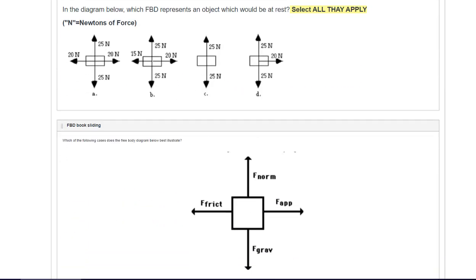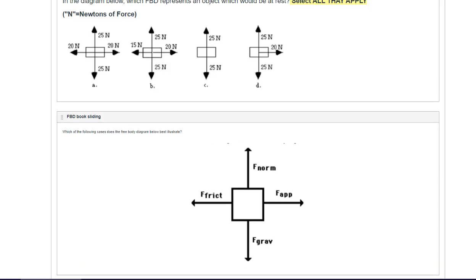Okay. In the diagram below, which free body diagram represents an object which would be at rest, meaning not moving? And the answer here would be A and C. So as I said in the previous one, in A these all cancel each other out, and in C they cancel each other out. So the box, or the object, does not actually move.